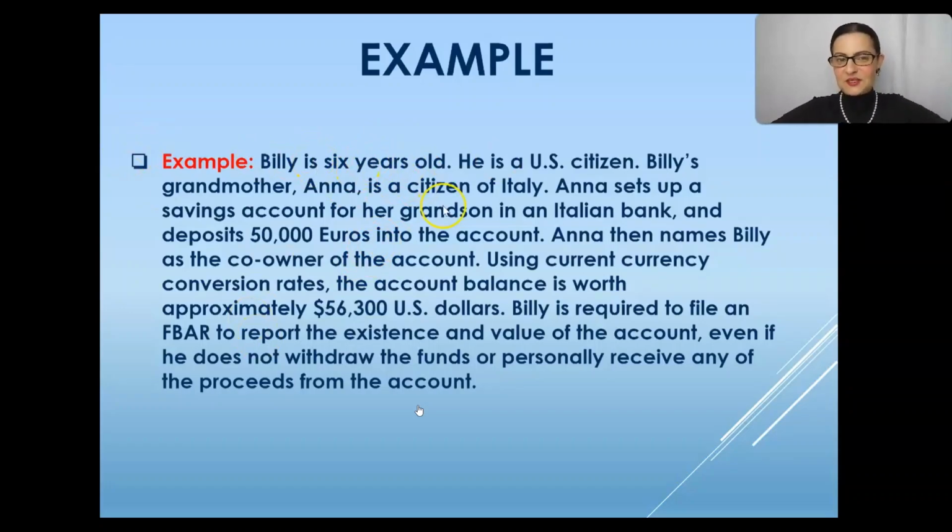Example, Billy is 6 years old. He is a U.S. citizen. Billy's grandmother, Anna, is a citizen of Italy. Anna sets up a savings account for her grandson in an Italian bank and deposits 50,000 euros into the account. Anna then names Billy as the co-owner of the account, just in case she dies, right? Grandparents do this all the time.